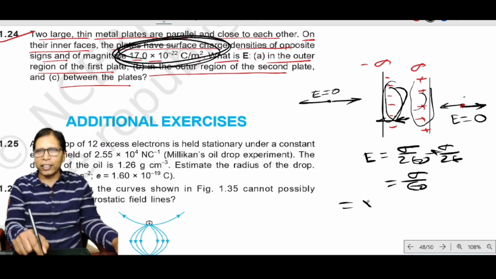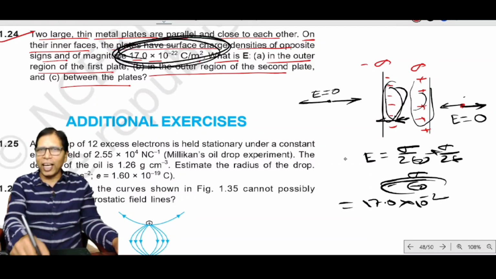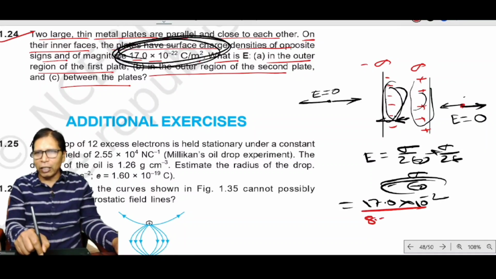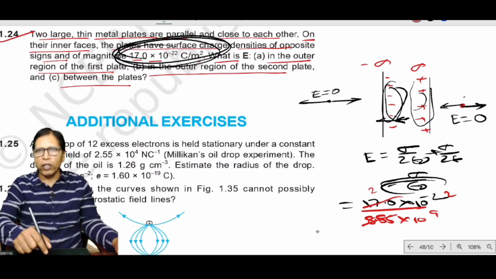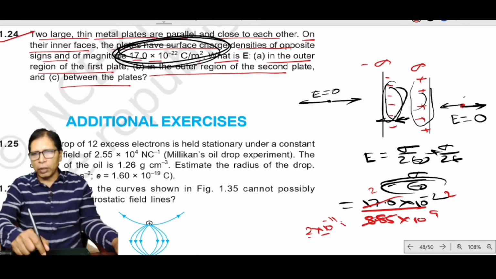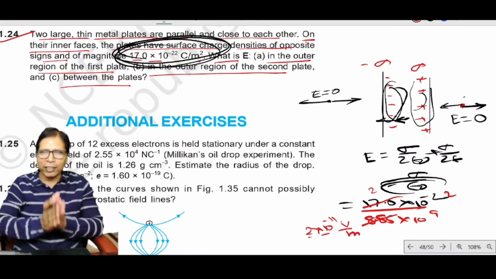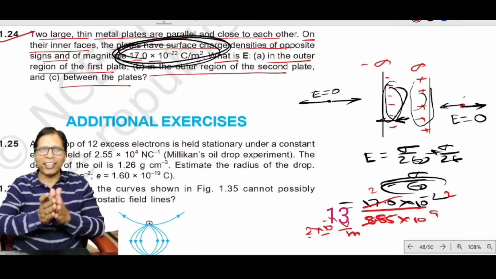So this is 17.0 into 10 to the power minus 2. What is epsilon naught? Epsilon naught is 8.85 into 10 to the power minus 12. So this comes to 2 into 10 to the power 10. So 2 into 10 to the power 10 volt per meter is the electric field between the plates.